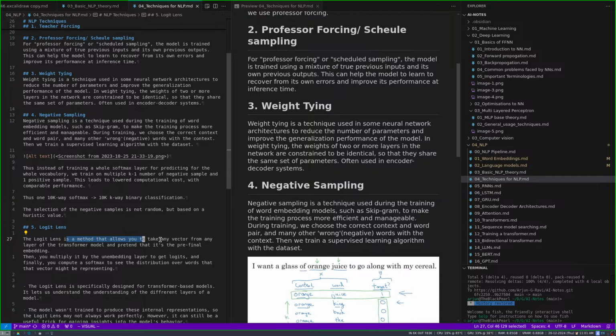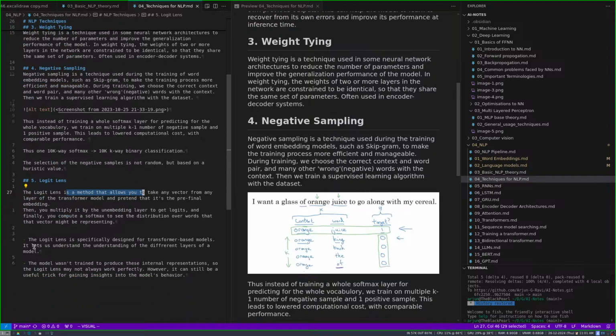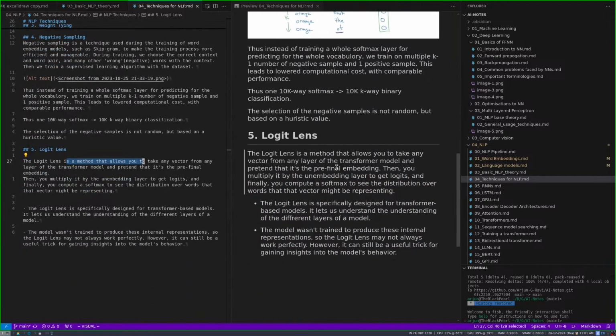Logit lens is a method that allows us to create a vector from any layer of the transformer and pretend that it is a pre-final embedding. Then you multiply this by the unembedding layer to get logits, and you can compute the softmax. This is specifically used in transformer-based models. It lets us understand that the model wasn't trained to predict the internal awareness, giving insight into the model's behavior. Okay.